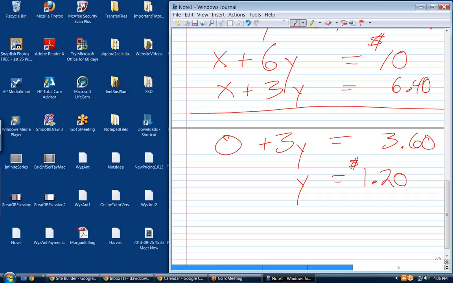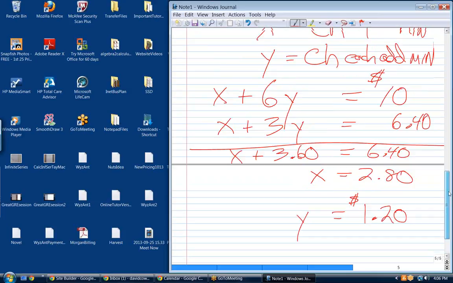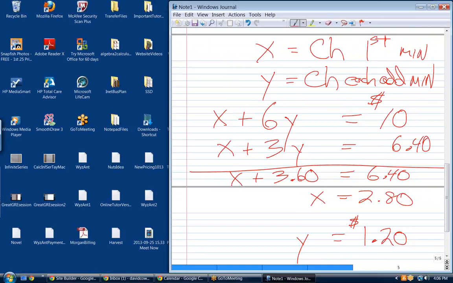So x plus what? x plus $3.60. Good. You shouldn't have had to remultiply that. In other words, we knew what 3y was. 3y was $3.60. And that's equal to 6.40. So what is x equal to? $2.80. Yeah. So there's our answers to the problem. The charge for the first minute is $2.80. Each additional minute is $1.20.